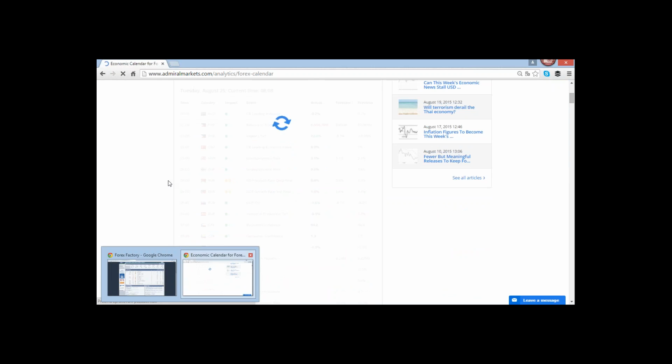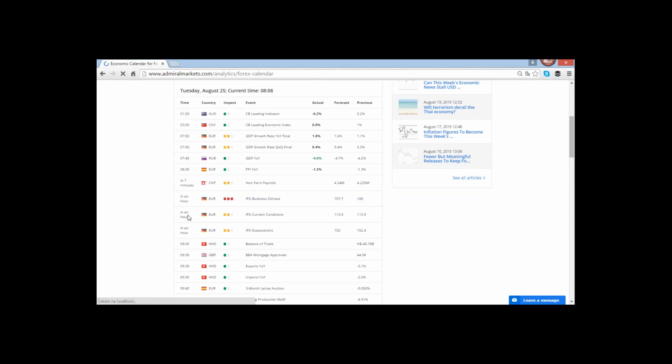Does anyone have that figure for EFO? It's forecasted was 107.7.